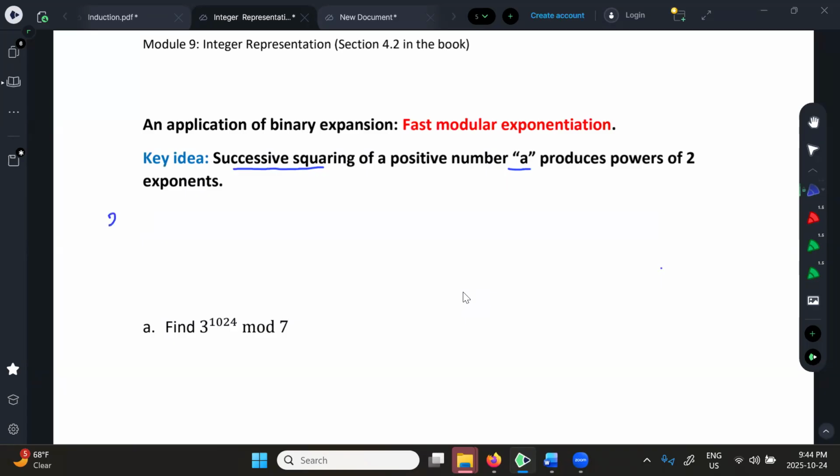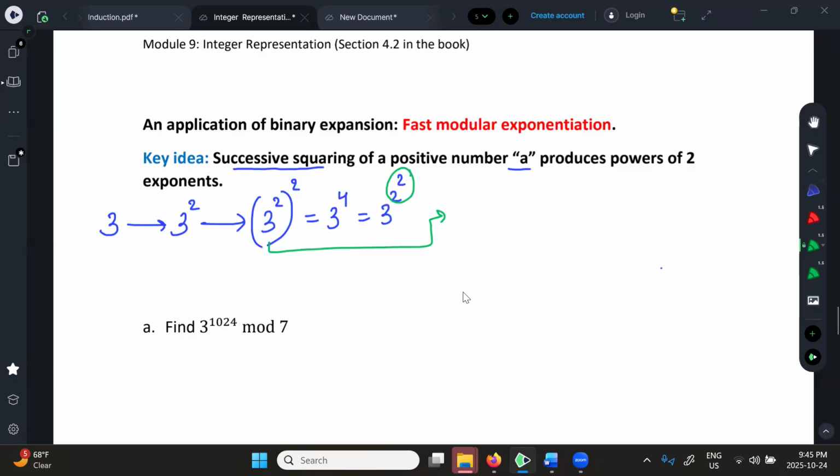So if I have 3, and I square it, I get 3 squared. I square it again, so I'm squaring the square, right? What is this? This is 3 to the power 4. How can I write it? This is 3 to the power 2 squared, right? And pay attention to this. Now, I'm going to square it again. So 3 to the power 4 squared again, I get 3 to the power 8, which is nothing but 2 to the power cubed, right?